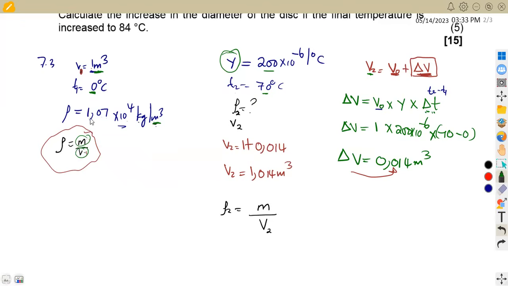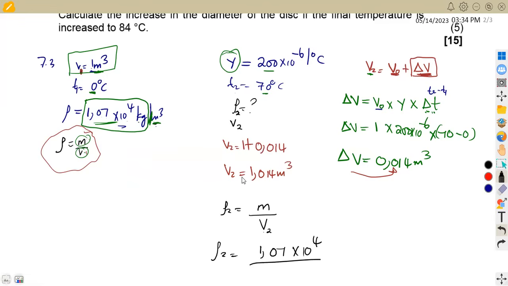So meaning to say here, we have got the mass from the density here. We are given the mass of 1.07 times 10 to the power 4 kgs per each cubic meter, and we are given a volume of 1 cubic meter. So which means when our volume is 1, this is the mass that we're going to have. So here we are going to have our mass as 1.07 times 10 to the power of 4 over the volume. Now it has changed due to the conditions of what? The change in volume. We are now having our V2 as 1.014. So this is what you're going to have.